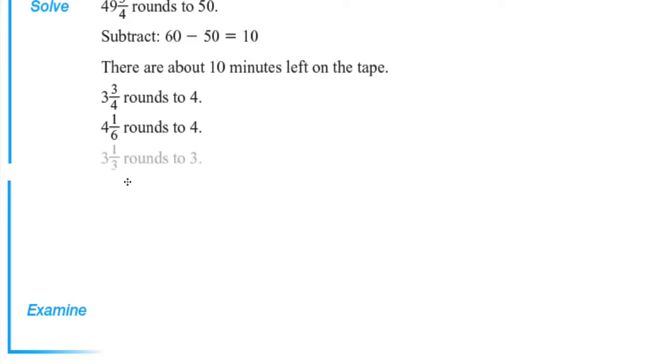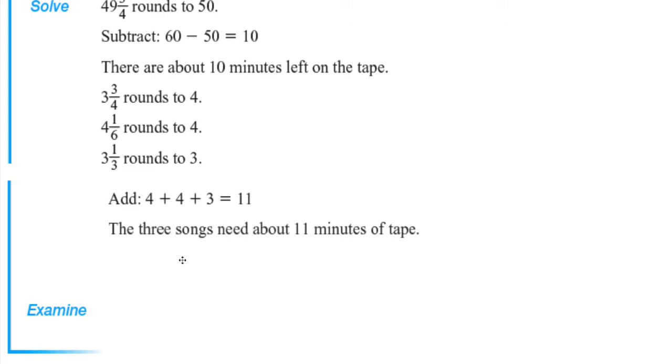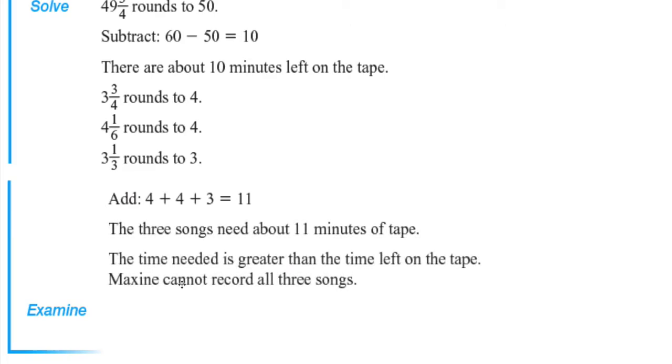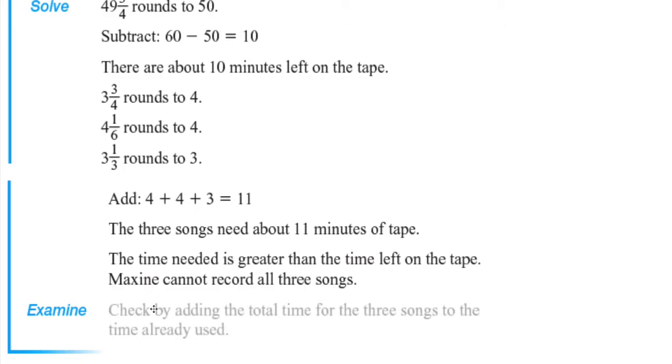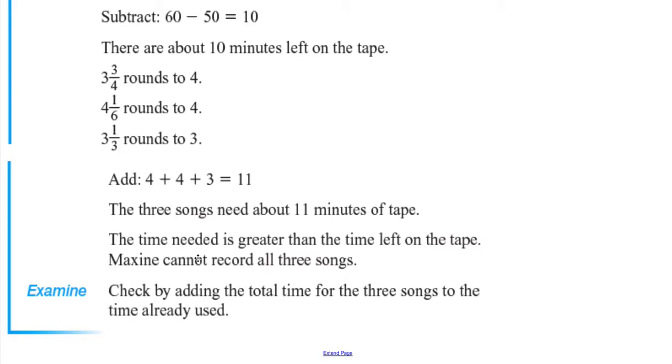And 3 and 1/3 rounds to 3 because 1/3 is closer to 3 than it is to 3 and 1/2 or 4. Okay, and we simply add those 3 numbers. 4 plus 4 plus 3 will give us 11. And since there are only 10 minutes left on the tape, okay, that means the time needed is greater than the time left on the tape, so Maxine cannot record all 3 songs. Okay, and we check it by adding the total time for the 3 songs to the time already used.